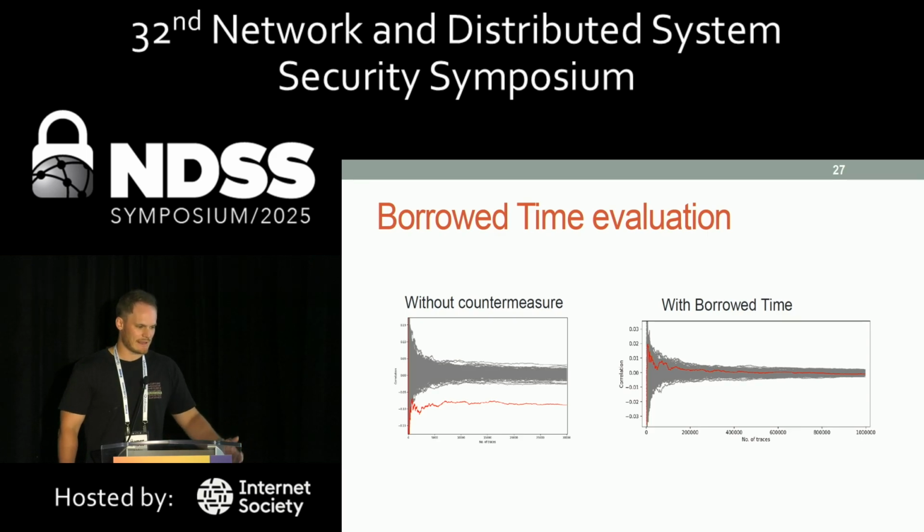So we evaluate our countermeasure, again, trying to mount the attacks with varying time windows and offsets. Again, without the countermeasure, the very leaky system, with borrowed time, we find no emergence of the correct key candidates for millions of traces.